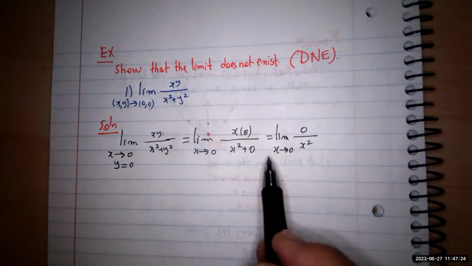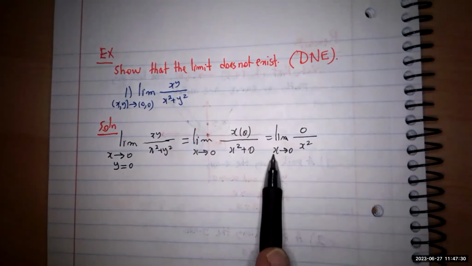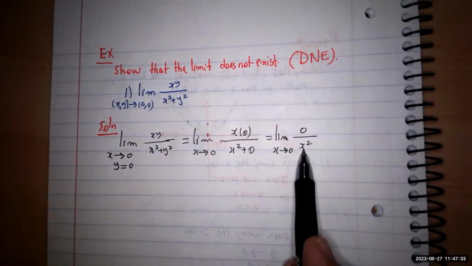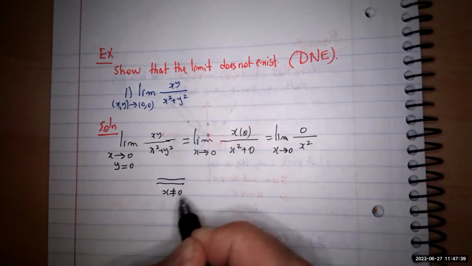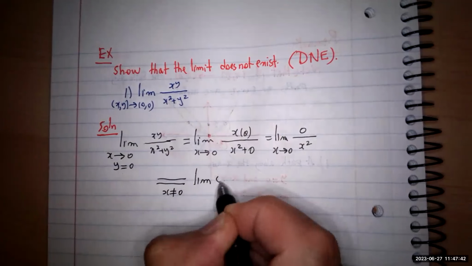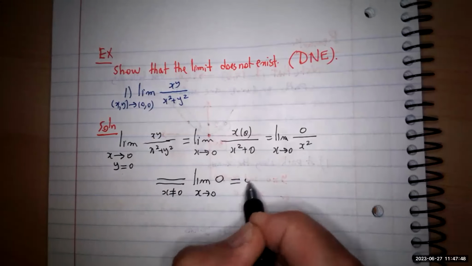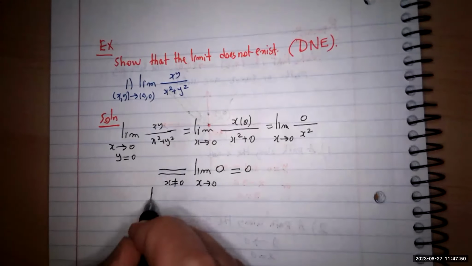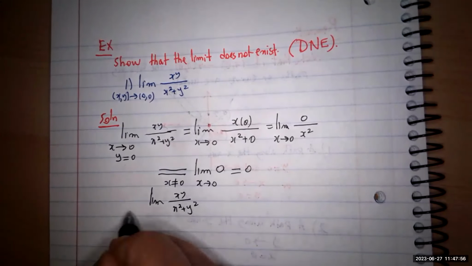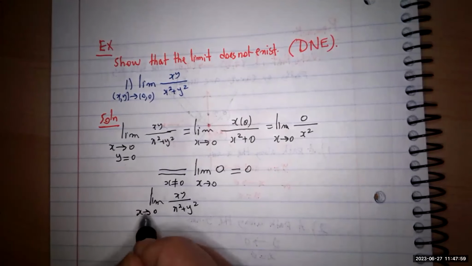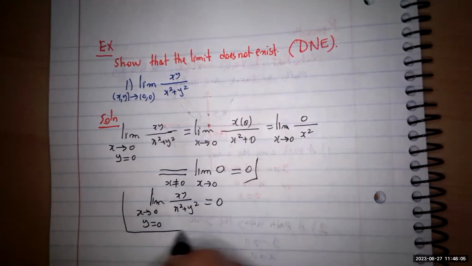Now, since x goes to 0, you know that x is not equal to 0. Since x is not equal to 0, 0 over x squared would be 0. So it's going to be the limit of 0, and the limit of 0 when x goes to 0 is 0. So the limit of the function xy over x squared plus y squared in the case x goes to 0 and y goes to 0 along this direction is 0. This is case 1. Any question?